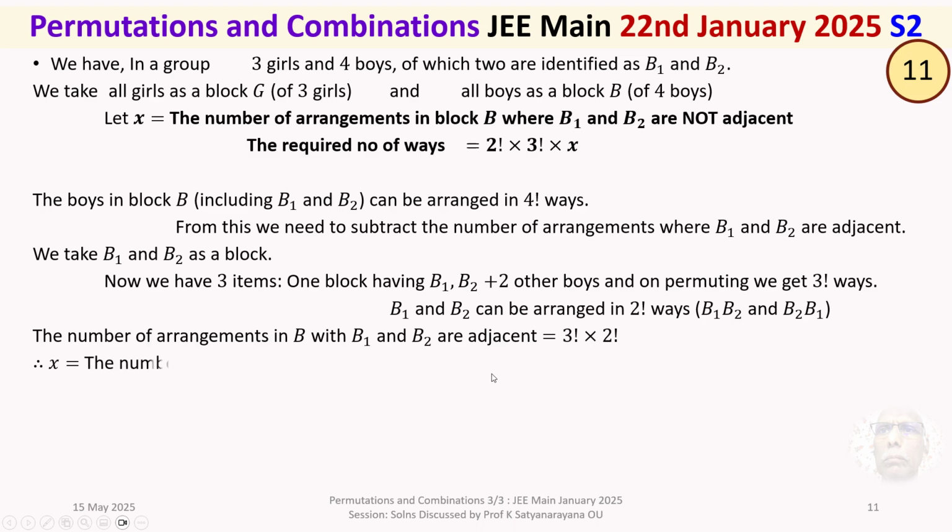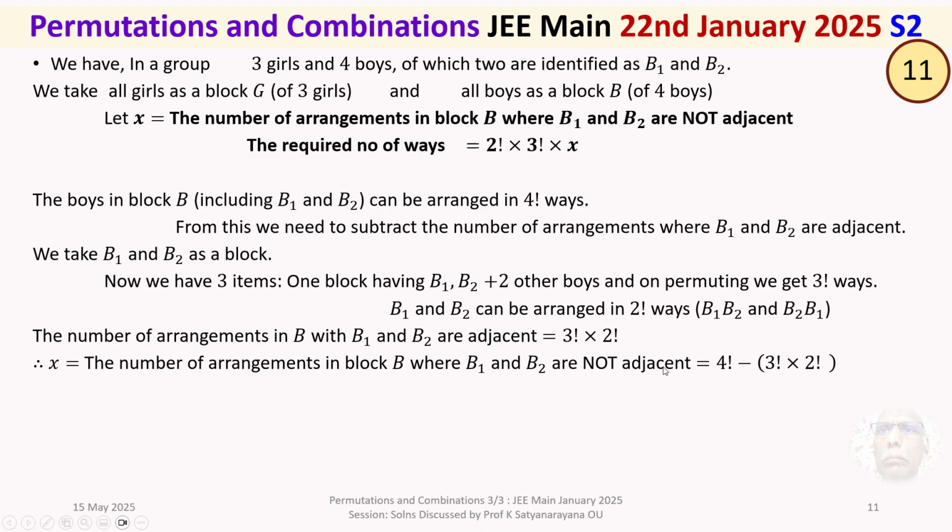Right. Now, X is equal to the number of arrangements in the block B where B1 and B2 are not adjacent. It is 4 factorial minus the number of ways where these 2 fellows are adjacent, that is in brackets 3 factorial into 2 factorial. So X is now 4 factorial minus (3 factorial into 2 factorial).